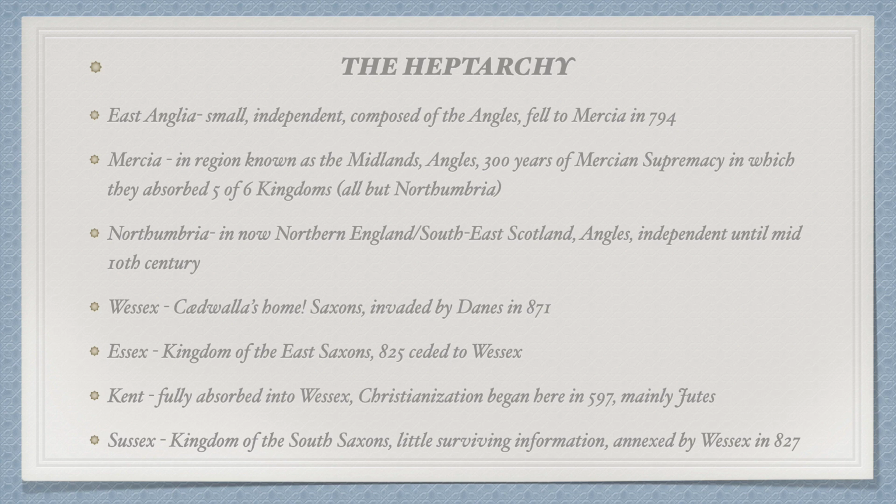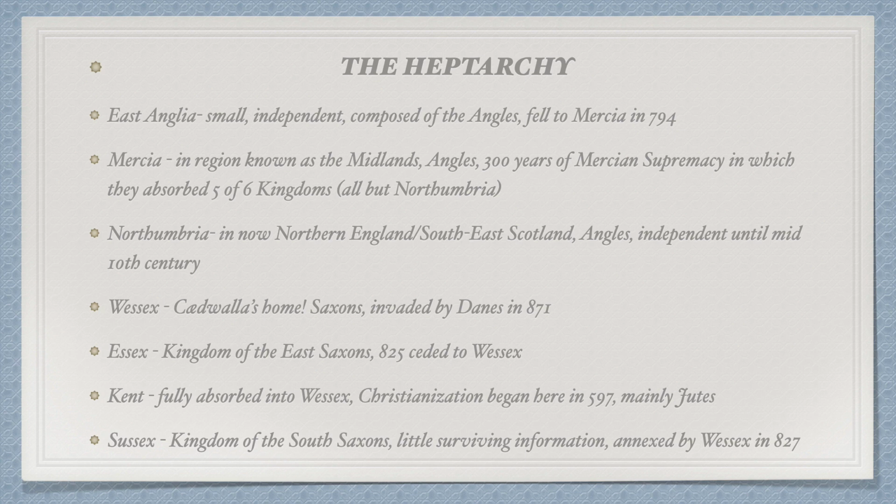The Angles settled 3 of the kingdoms, East Anglia, which eventually fell to Mercia in 794. Mercia was in the region known as Midlands and reigned supreme, eventually absorbing the other kingdoms except for Northumbria. Northumbria is what is now northern England or southeast Scotland, independent until the mid-10th century. The Saxons settled 3 kingdoms as well. Wessex, which was Cadwala's home, invaded by Danes in 871. Essex, Kingdom of East Saxon, was ceded to Wessex in 825, and Sussex, you guessed it, Kingdom of the South Saxons, was annexed by Wessex in 827.